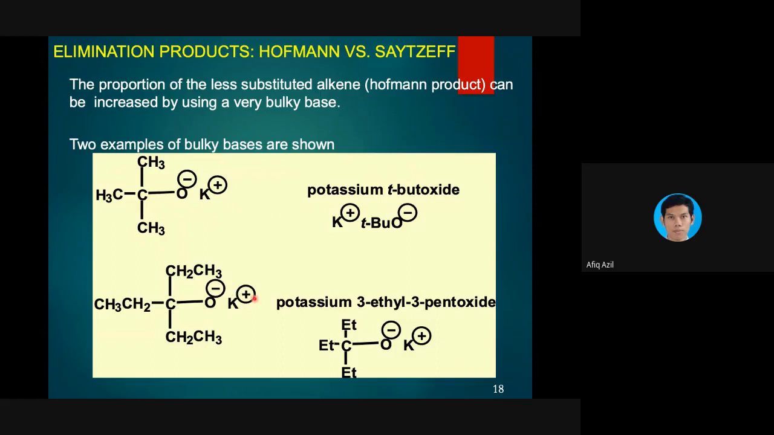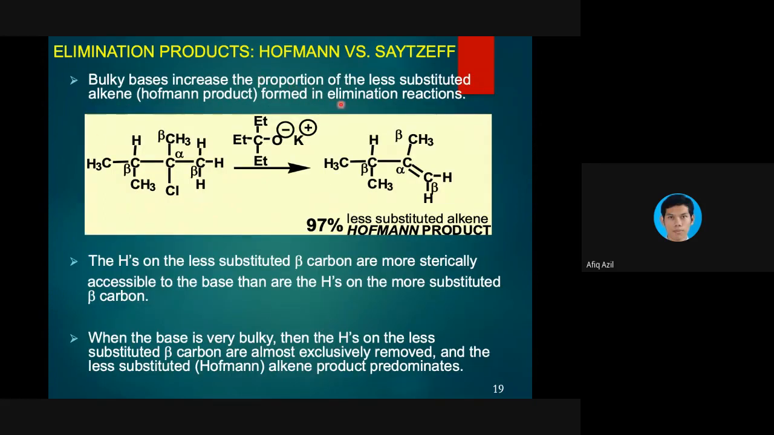Another example is even bulkier than that. Instead of a methyl group bonded to this carbon, it is an ethyl group. So it is 3-ethyl-3-pentoxide. This is even bulkier than this one. So how does the mechanism work? Having this bulky base changes the amount of Hofmann and Zaitsev product formed. A bulky base increases the proportion of the less substituted alkene, the Hofmann product, from elimination. Here, for example, if you use a bulkier base instead of, let's say, a hydroxide ion, the Hofmann product increases to 97%, while the Zaitsev product is only 3%.